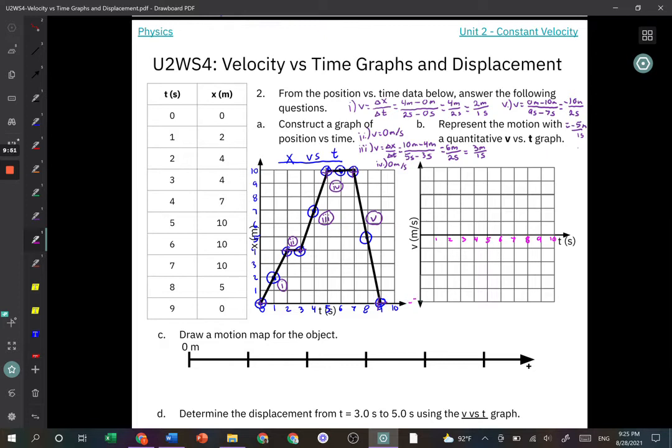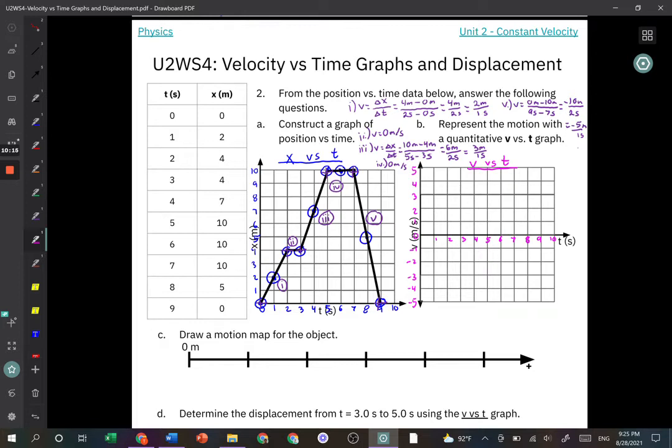The bottom of the graph is negative 5 meters per second, negative 4, negative 3, negative 2, negative 1, and 0 right there. Going up, positive 1, 2, 3, 4, and 5. These are going to be the axes on our velocity versus time graph.